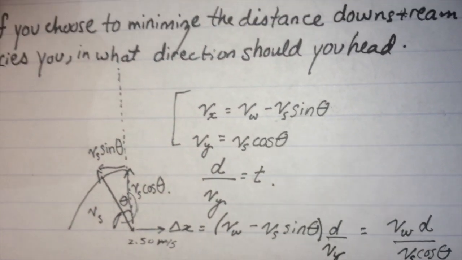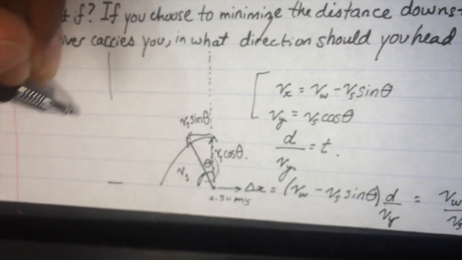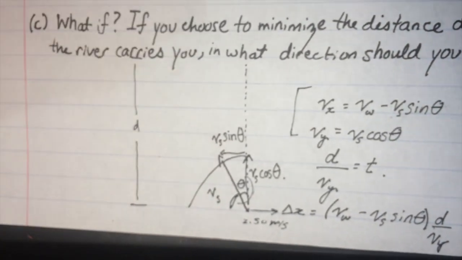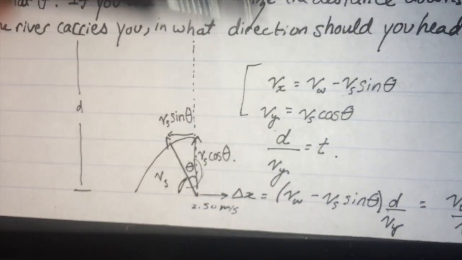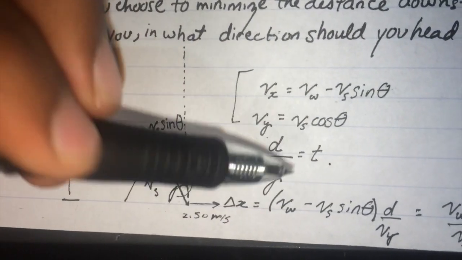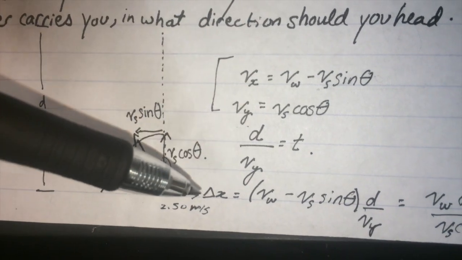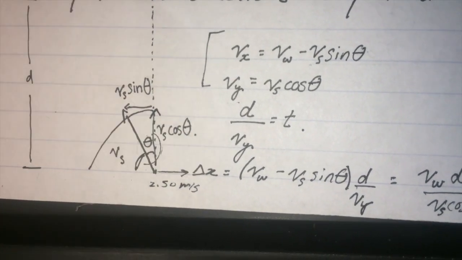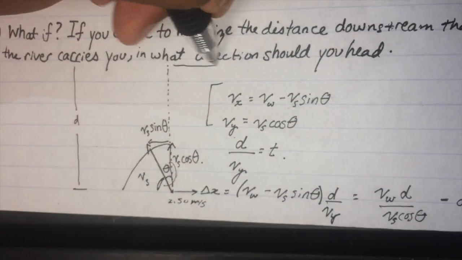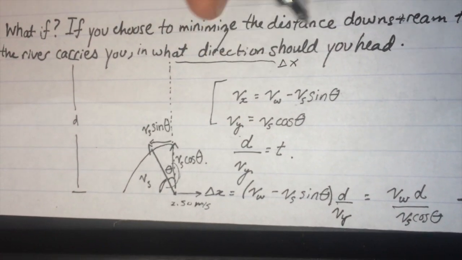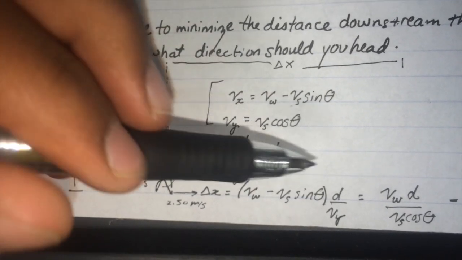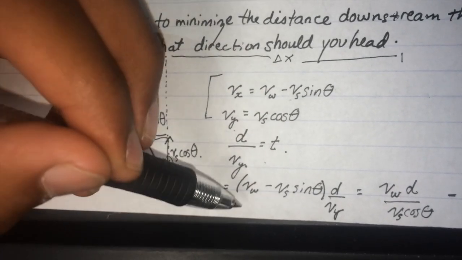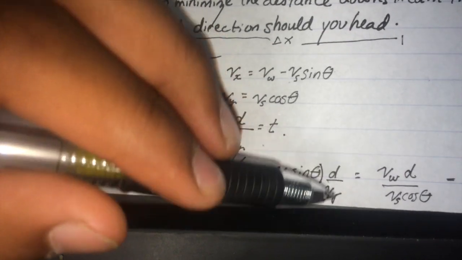Now we know the distance between the banks, which I'm going to denote by d. So the distance divided by our Vy, which is Vs cosine theta, is the actual time we're going to be in the water. Therefore, delta x, which is how far downstream we end up, is going to be our Vx times the time. So we're going to have Vw minus Vs sine theta, times d over Vy.